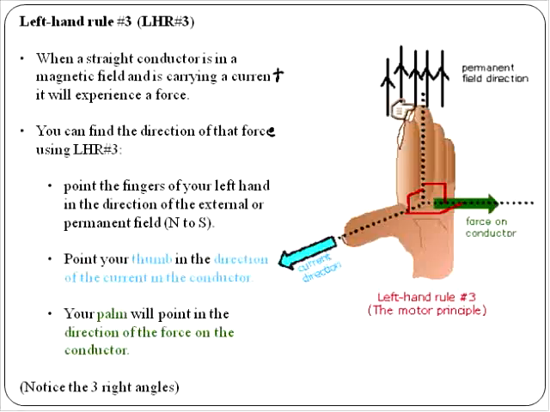Left hand. Fingers point in the direction of the permanent magnetic field, in other words, from north to south. That's the direction your fingers point. Your thumb points in the direction of the current in the wire. When you do that, your palm will point in the direction of the force. Picture an arrow pointing out of your palm. That's the force.